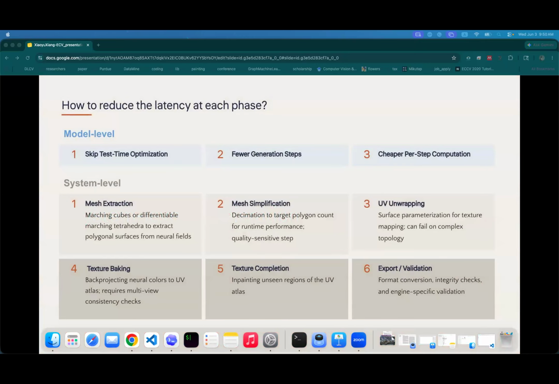Usually after the mesh finishes generation and texture is created, we need mesh extraction, simplification, UV unwrapping, texture baking, texture completion, and export validation. So each stage has its own failure modes. Simplification can remove details, and UV unwrapping can be extremely slow on complex geometry. Texture baking needs multi-view consistency and supersampling for anti-aliasing, which requires more pixels. Texture completion must be 3D-aware and sometimes may require another generation model. Export validation can reveal issues that were invisible in the render preview and need to be fixed.